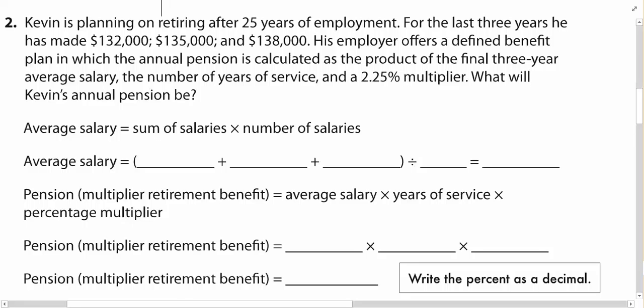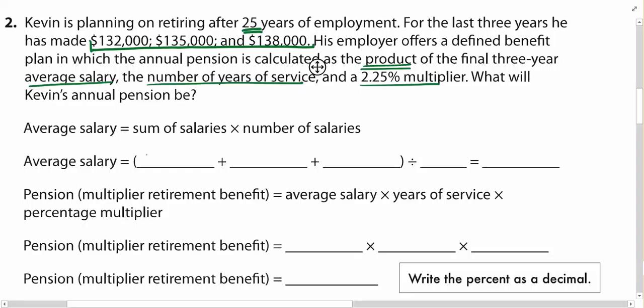In example 2, Kevin's retiring after 25 years of employment, and in the last 3 years, these are his salary amounts. Now, we look at that because his employer has a defined benefit plan, and it's defined as the annual pension. The amount that Kevin will receive per year is based on the product, or multiplying together the final 3-year average salary. So we need the last 3 years that he worked. We'll calculate that average salary. We also need the number of years of service, which was 25, and we'll multiply that by 2.25%.